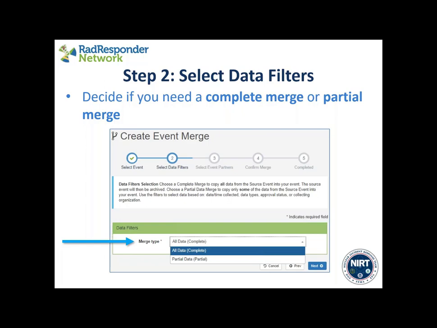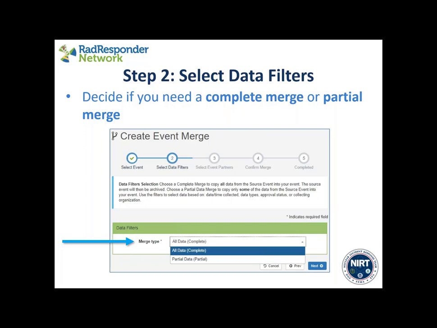But you can also do a partial data merge. An example would be if somebody put a whole bunch of data into the wrong event, so you just want to bring over some data. Or maybe you keep a routine monitoring event where you go in and do weekly or monthly routine monitoring.